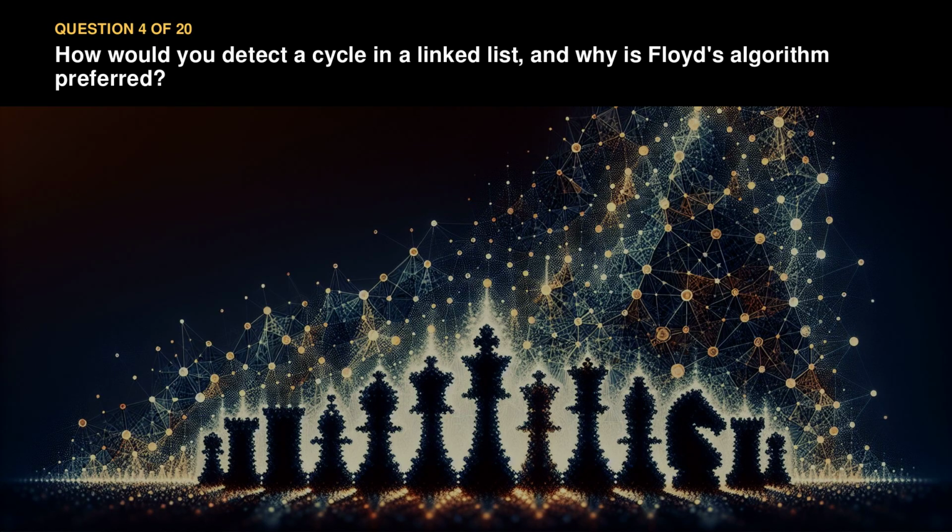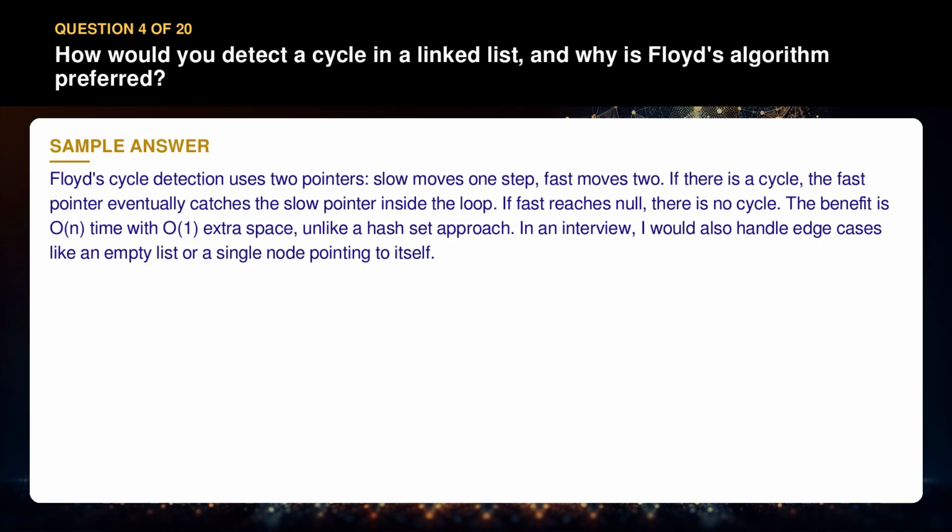Question 4. How would you detect a cycle in a linked list, and why is Floyd's algorithm preferred? Floyd's cycle detection uses 2 pointers. Slow moves 1 step, fast moves 2. If there is a cycle, the fast pointer eventually catches the slow pointer inside the loop. If fast reaches null, there is no cycle. The benefit is O(n) time with O(1) extra space, unlike a hash set approach.